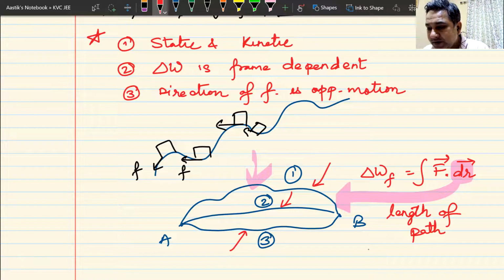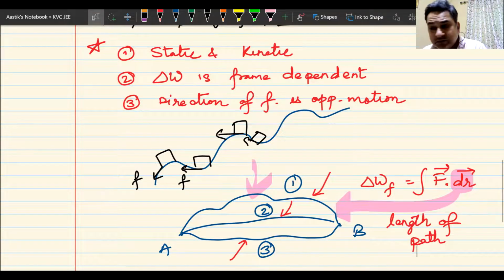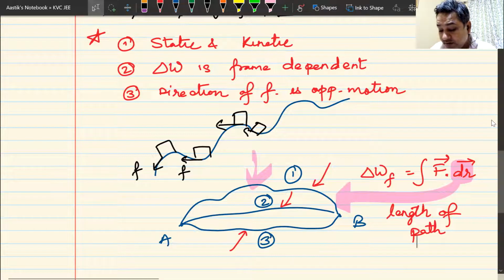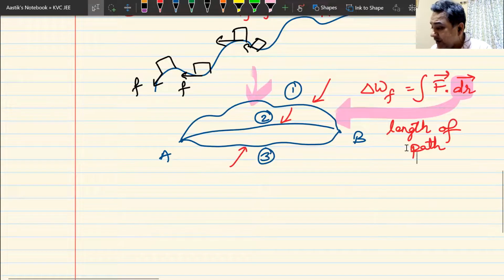To find out the work done by frictional force, think about the path. To find out the work done by gravitational force, forget about the path. You don't have to think about the path. You just have to think about the initial and final position. So this is another point that you must remember for frictional force.